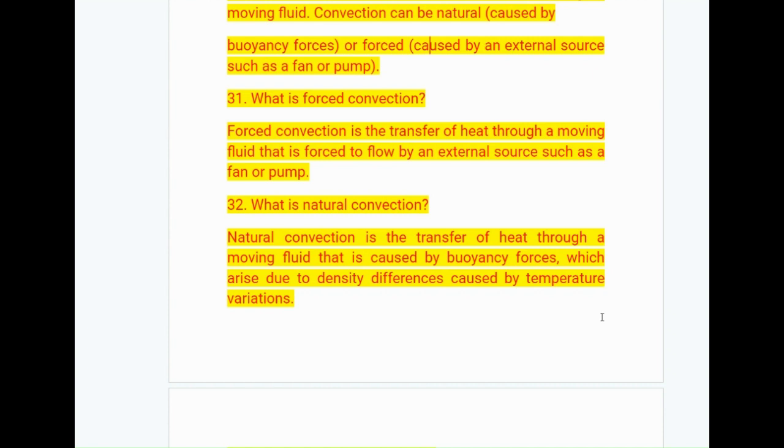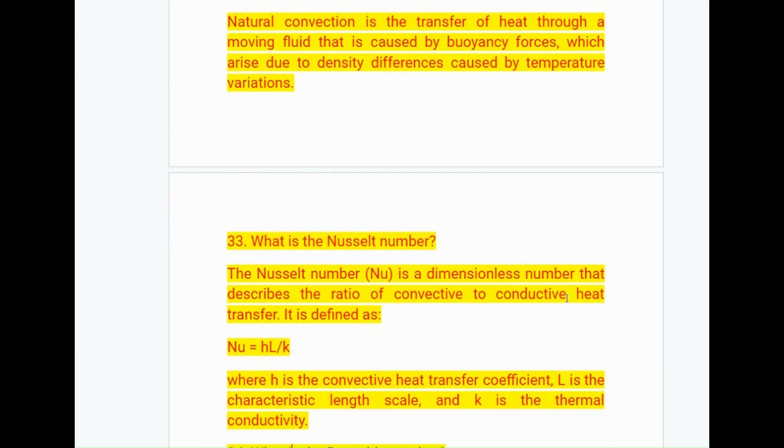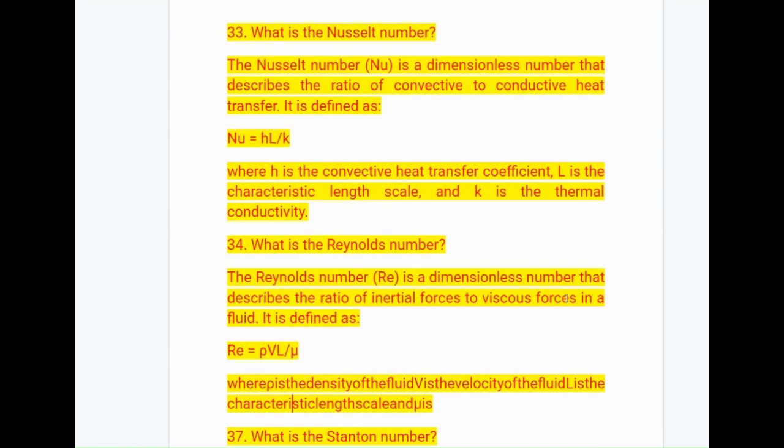31. What is forced convection? Forced convection is the transfer of heat through a moving fluid that is forced to flow by an external source such as a fan or pump. 32. What is natural convection? Natural convection is the transfer of heat through a moving fluid that is caused by buoyancy forces, which arise due to density differences caused by temperature variations.